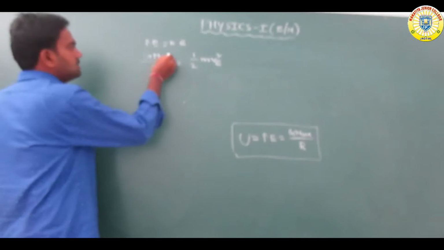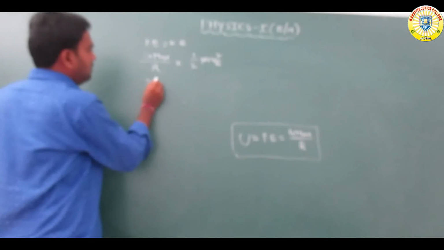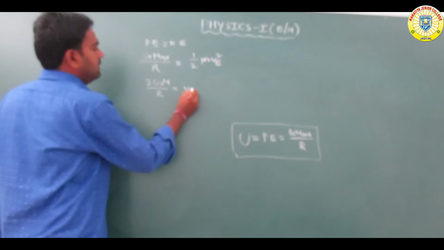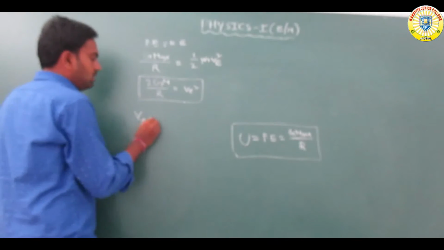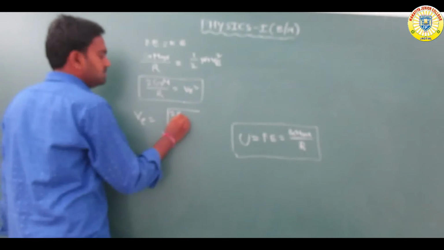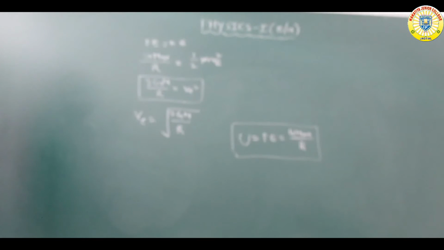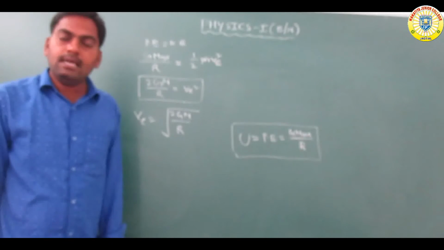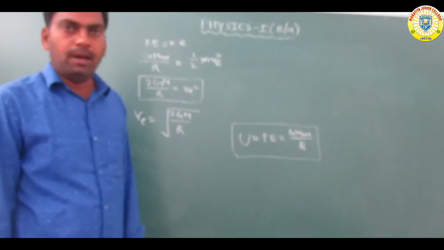Small m cancels, and the half goes to the other side. So 2GM by R is equal to v square. V square, so v is equal to the square root of 2GM by R. V is equal to the square root of 2GM by R. This is called the escape velocity equation.